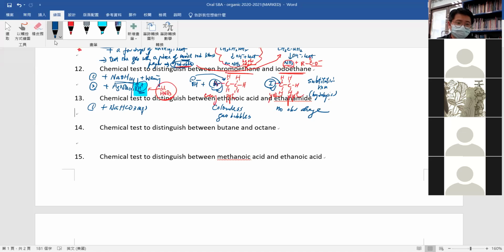So this is for testing the positive result of an acid. Can we think of it in reverse? Or you get a second method, to test for the presence of ethanamide. Anyone who can help?